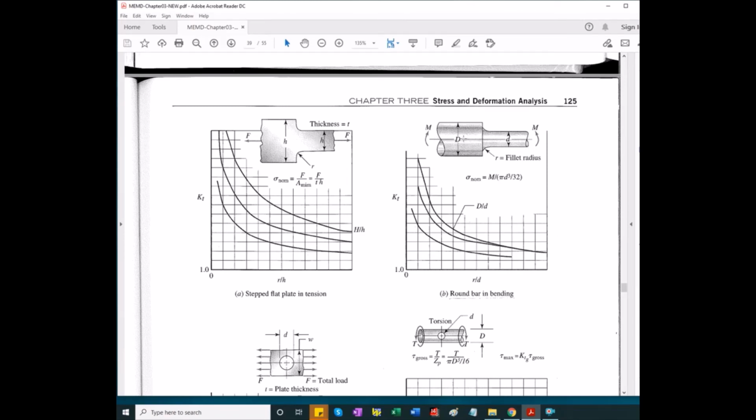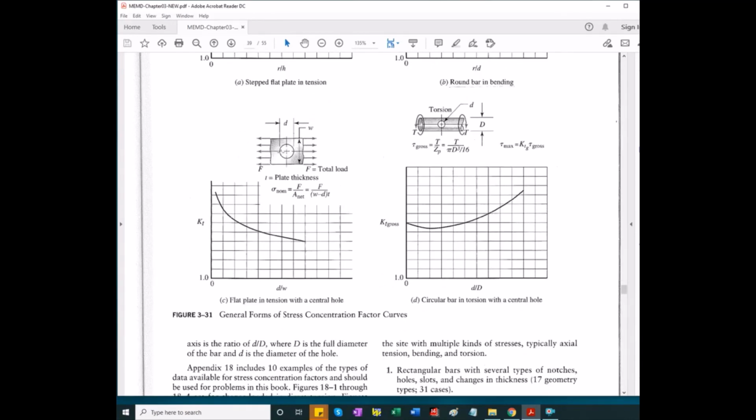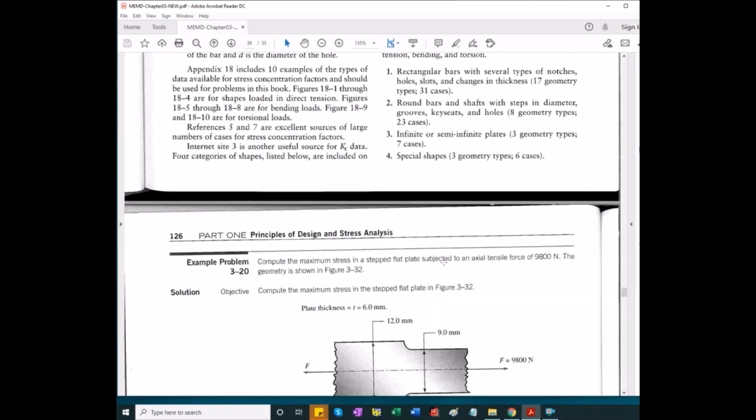Bending of a round shaft with a step. You need to know the fillet radius. Again, read carefully. The nominal stress value is given here, and likewise, you're just calculating a stress concentration factor that multiplies the nominal stress. Here is tension of a plate with a hole. Here's torsion of a round solid shaft with a hole. They are also at the back of the book.